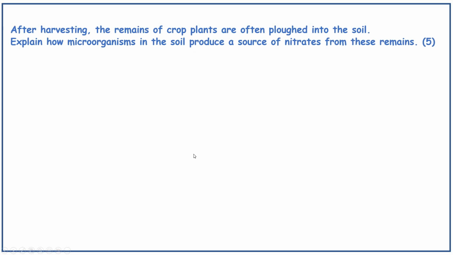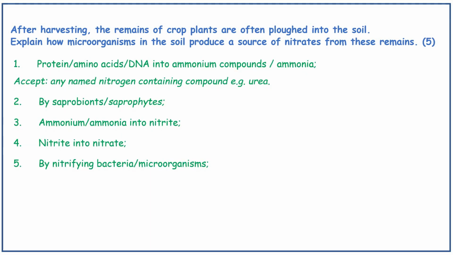After harvesting, the remains of crop plants are often ploughed into the soil. Explain how microorganisms in the soil produce a source of nitrates from these remains. Protein, amino acids or DNA are turned into ammonium compounds or ammonia by saprobionts. Ammonium then goes into nitrite, then nitrite into nitrate by nitrifying bacteria.